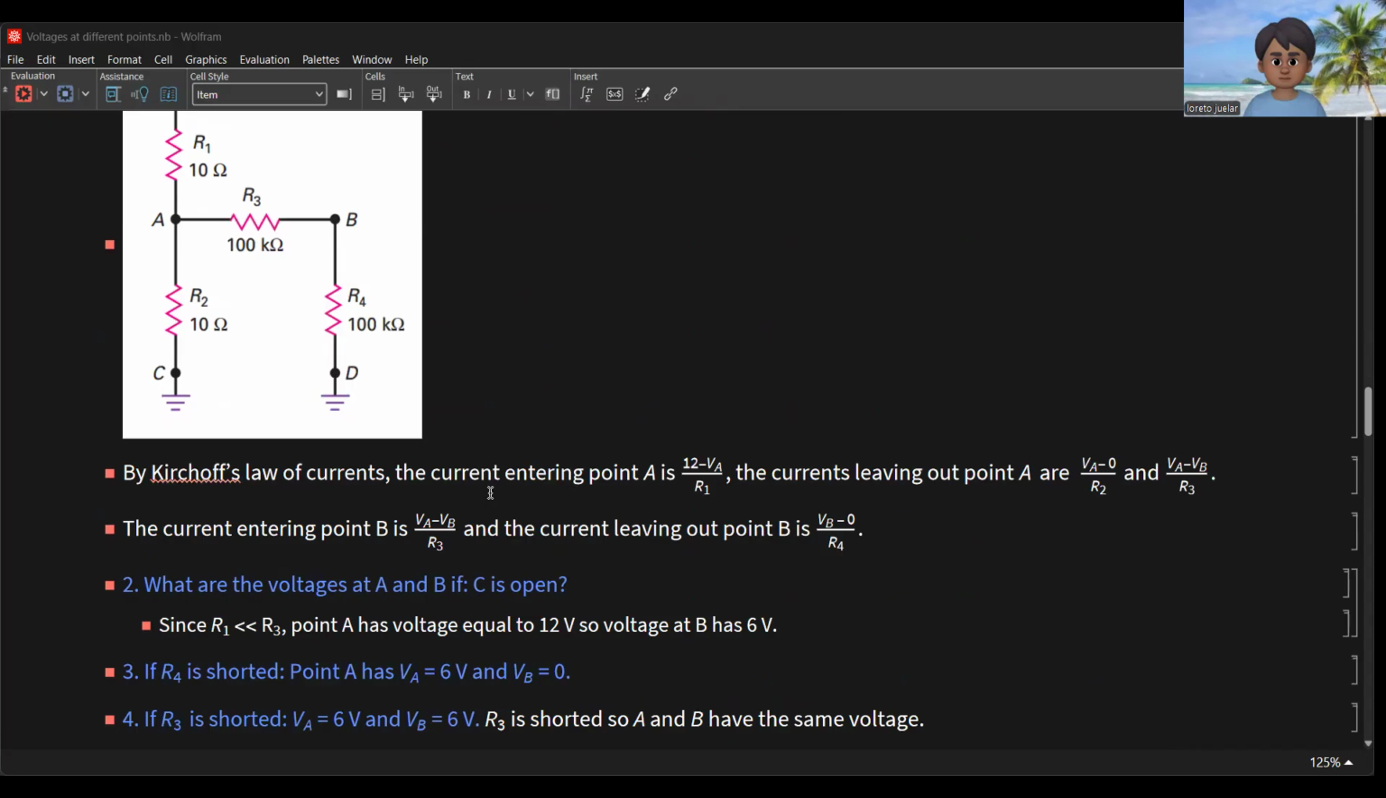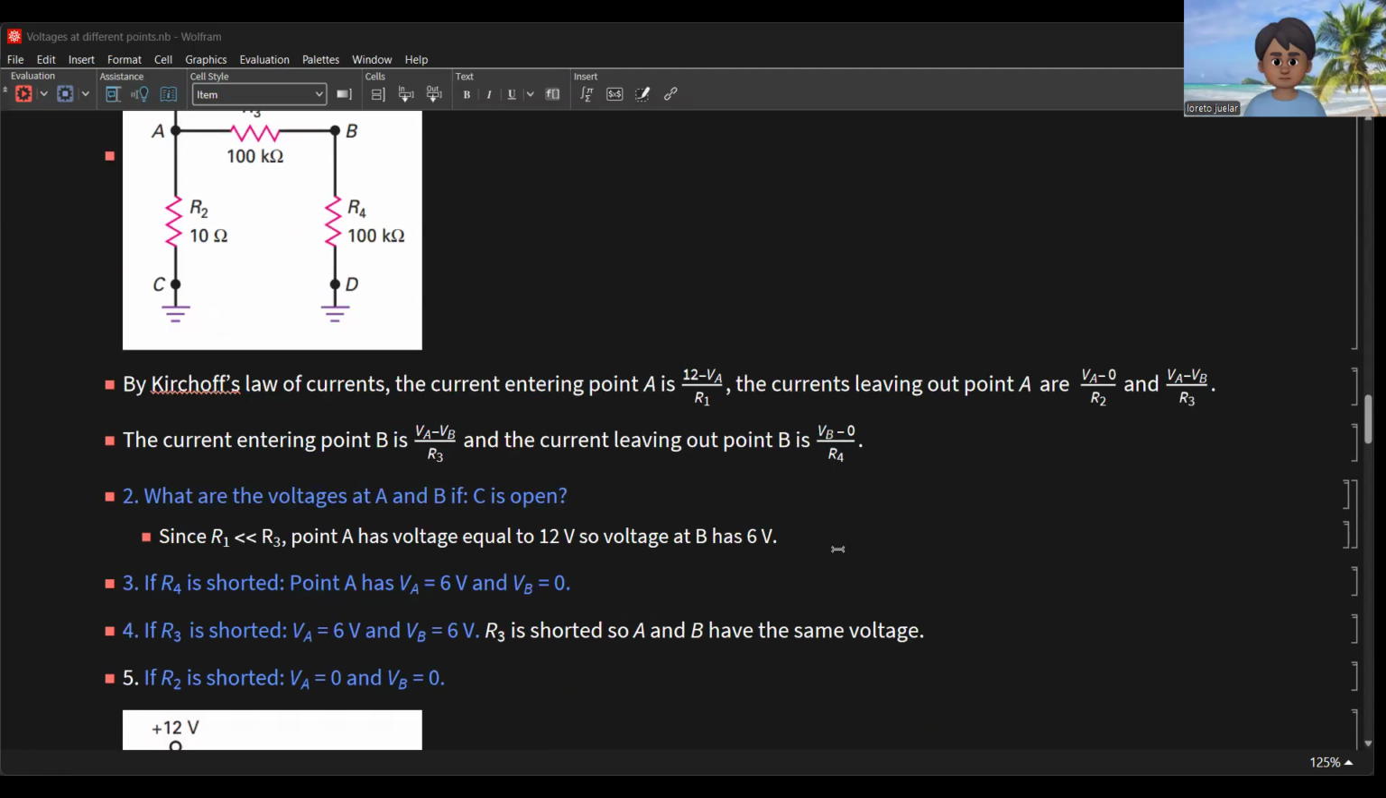So by Kirchhoff's law of currents, the current entering point A is (12 minus the voltage at point A) over R1. The currents leaving point A are (V sub A minus 0) over R2 here, and (the voltage at point A minus the voltage at point B) over R3. So the current entering point B is this one, (V sub A minus V sub B) over R3. And the current leaving point B is (V sub B minus 0) over R4.